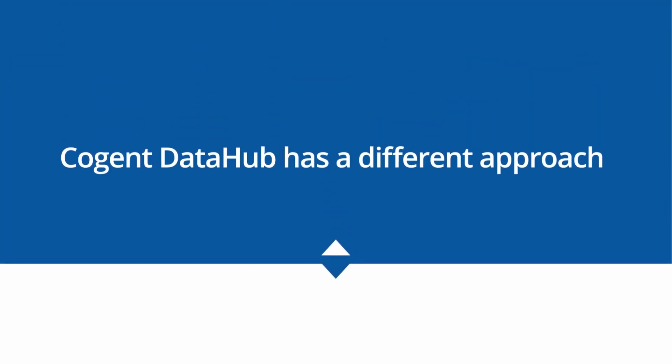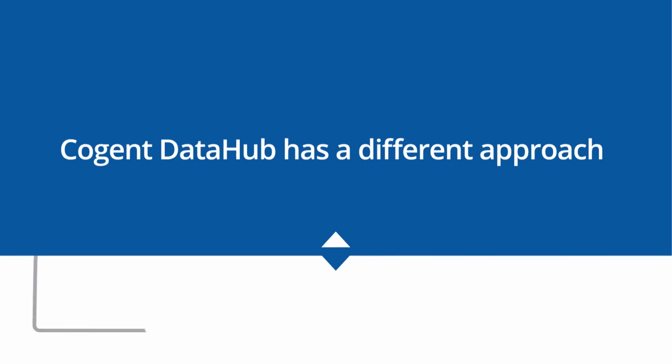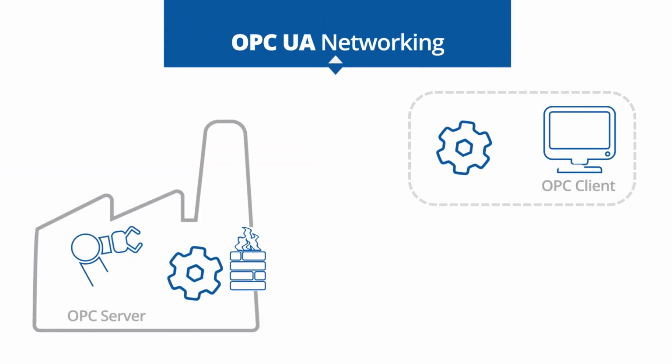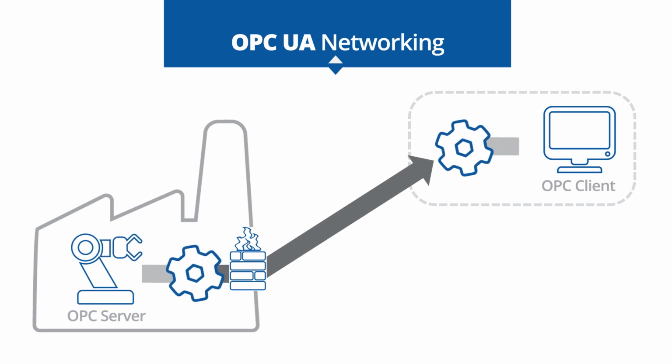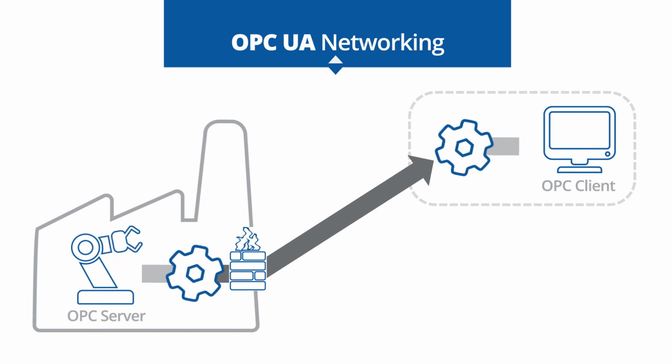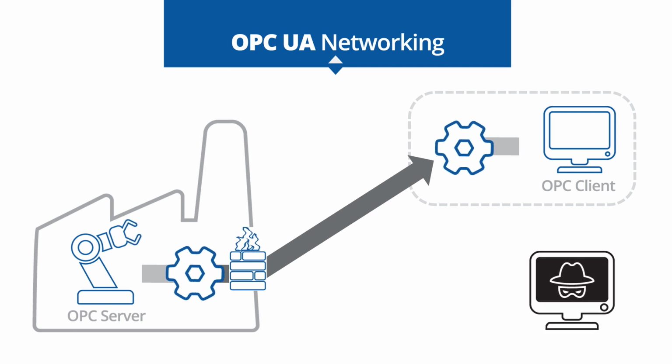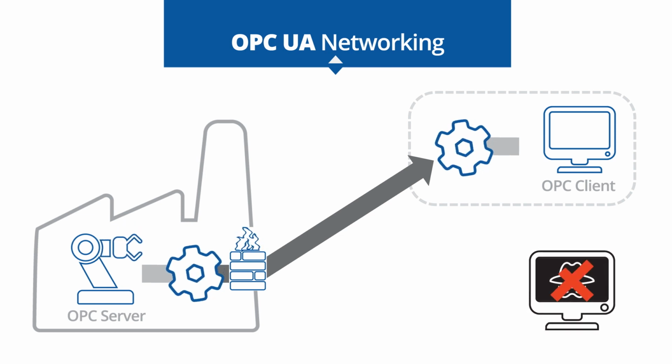Here again, the Cogent DataHub has a different approach. It can switch things around and make outbound connections from the plant to the remote network. Traditional tunnelers simply can't do this. When you make outbound connections, you keep the firewall closed, and closed firewalls are invisible to the outside world. Hackers can't attack what they can't see.